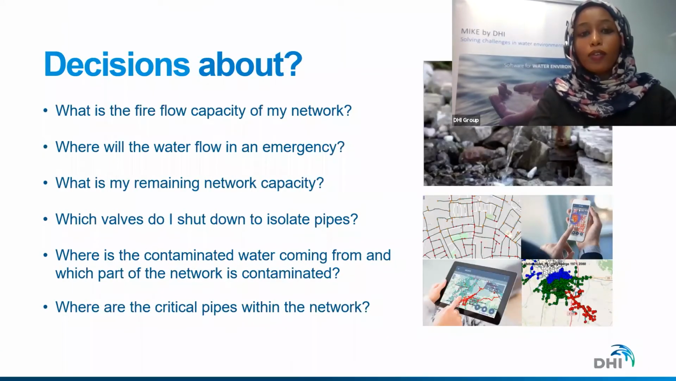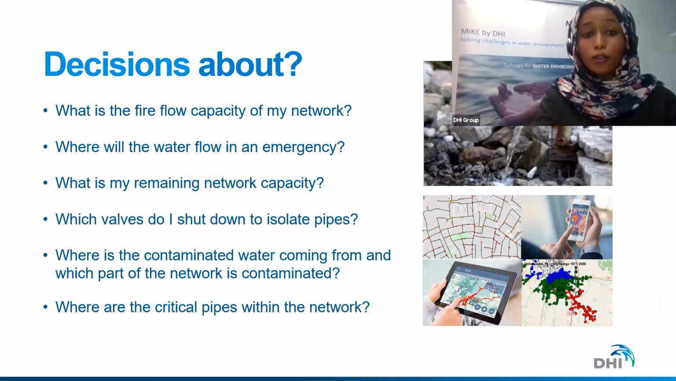So currently in WaterNet Advisor, we've got 12 different types of analysis that we can do as a user. Those will help you basically answer questions regarding what is the fire flow capacity in your network, where will the water flow in emergency, what is the remaining capacity. If you would like to isolate a specific pipe, it tells you what sort of valves to close, as well as what would be the impact on the network based on that shutdown. There's also an option of running a contamination analysis where you can load a specific contaminant into the network, and then you see how far and how fast it's spreading. And then also there's a pipe criticality analysis option.